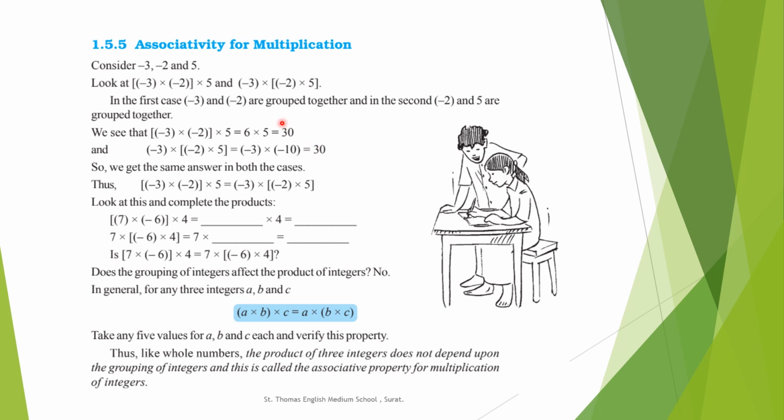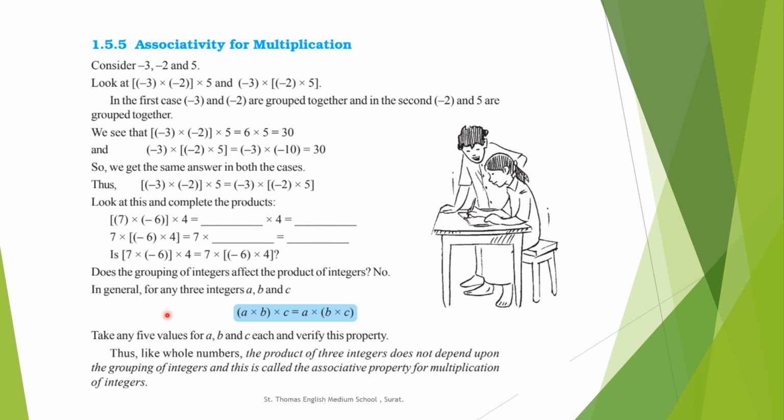Okay. So both answers are same. So we get the same answer in both the cases. This you can do yourself the same way and check whether answers are same. Does the grouping of integers affect the product of integers? So when we group the integers, does it affect the product? No, right? We get the same integer.